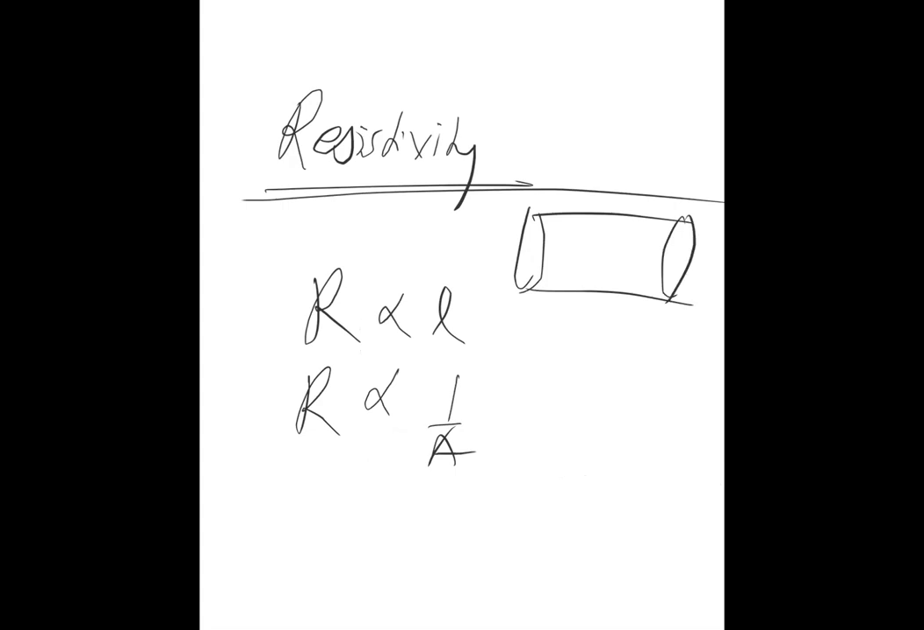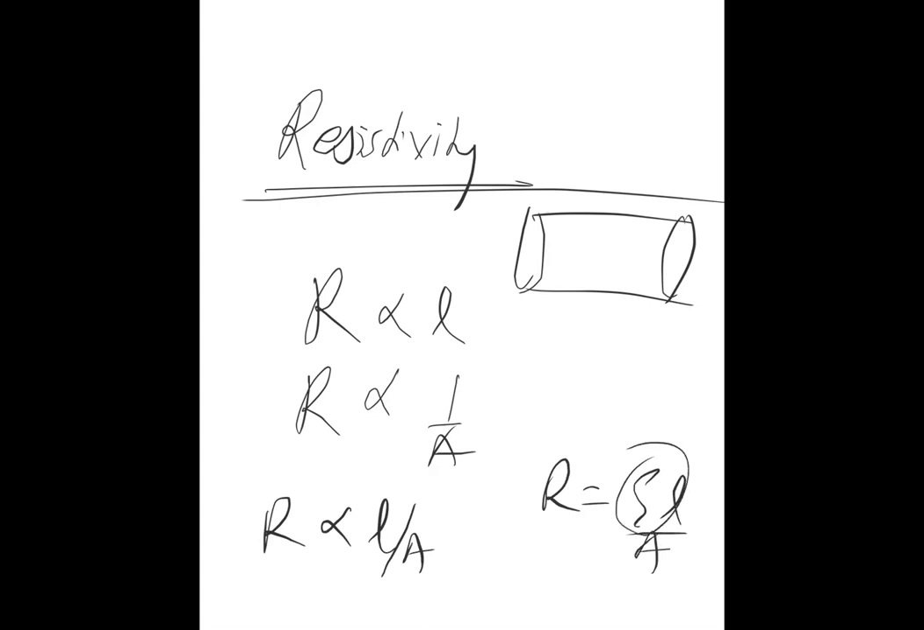Resistivity is nothing but that resistance is directly proportional to the length of the resistor and inversely proportional to the cross-sectional area of the resistor. If length is increased, resistance will increase, and if area increases, resistance will decrease. If you combine, R is proportional to L by A, and if you convert the proportionality into an equation, R equals rho L by A, where rho depends on the material and the temperature.